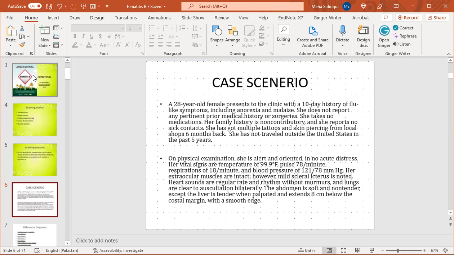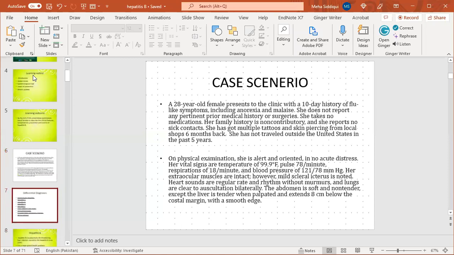On physical examination, she is alert and oriented and in no acute distress. Her vital signs are also normal. Her extraocular muscles are intact. Mild scleral icterus is noted. Heart sounds are regular in rate and rhythm without murmurs. Lungs are clear to auscultation. The abdomen is soft and non-tender, except the liver is tender on palpation and extends 8 cm below the costal margin with a smooth edge.